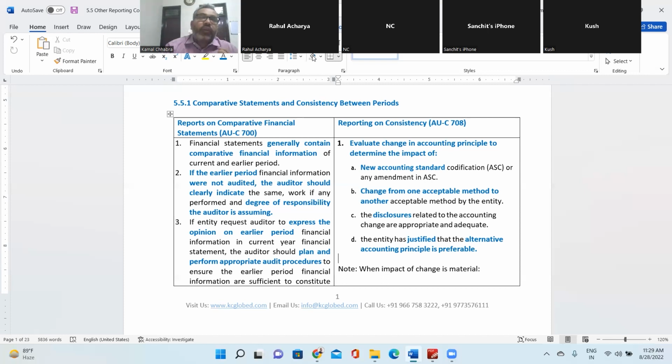In that scenario, when you are changing from one acceptable method to another, you also need to consider the impact in the previous year number and the opening balances. Make sense? You cannot say the previous year inventory valuation was done based on LIFO or FIFO and the current year inventory is based on weighted average. No, you need to give an apples to apples comparison. If you are changing from FIFO to weighted average for the current year inventory balance, it's your responsibility to make changes in the previous year balances as well to make an apples to apples comparison. Make sense, everyone?